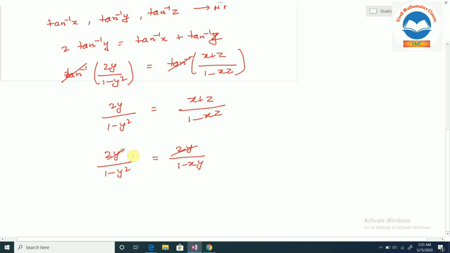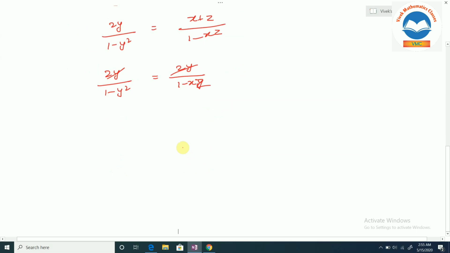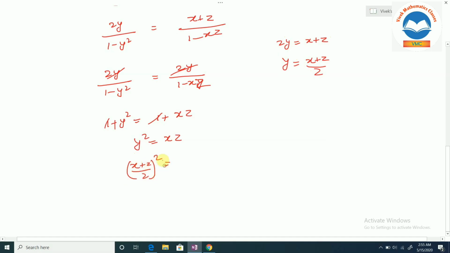This will be cancelled out. So what will we get? We will get 1 minus y square equal to 1 minus xz. 1 cancels out, minus also will be cancelled out. So we will get y square equal to xz. Okay, we know that 2y equal to x plus z. So from here what can we write for the y value? x plus z by 2. Substitute here, you will get (x plus z by 2) whole square equal to x into z.